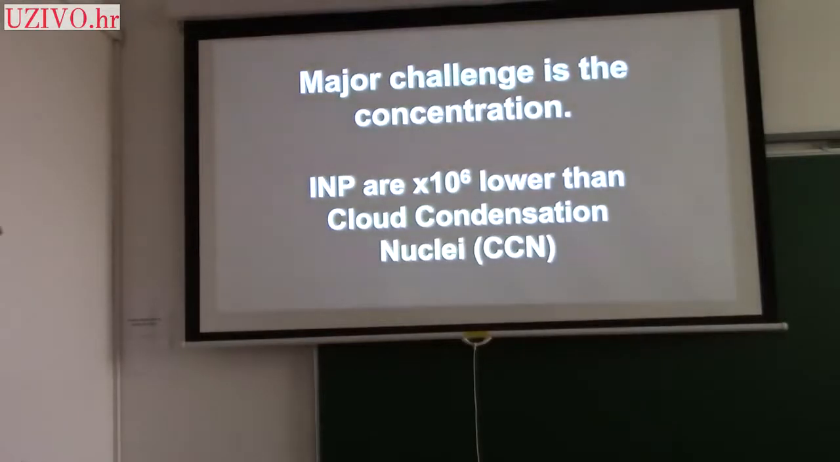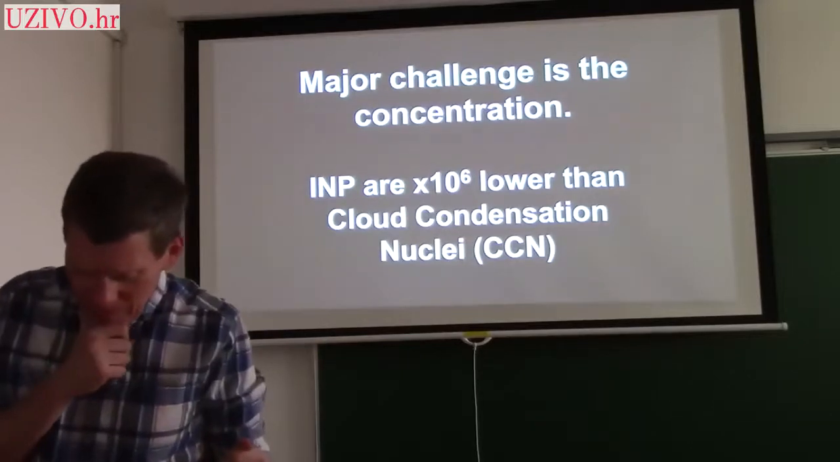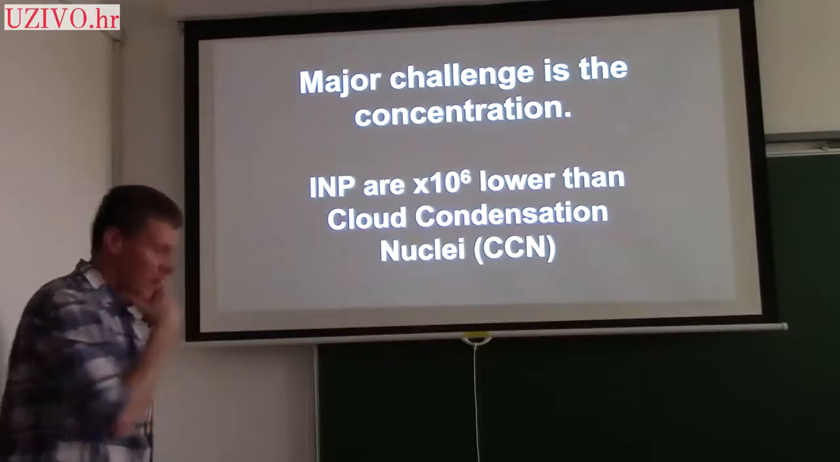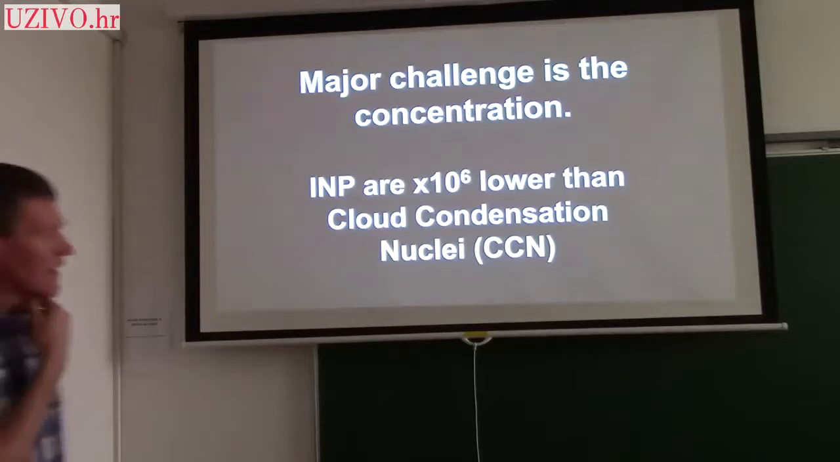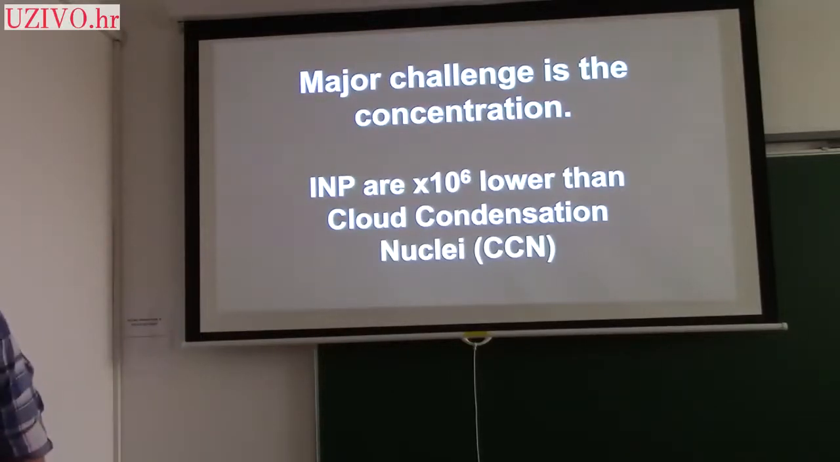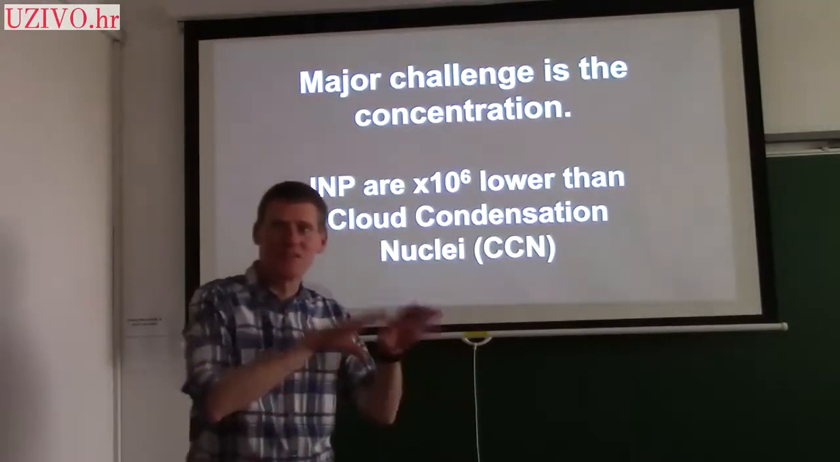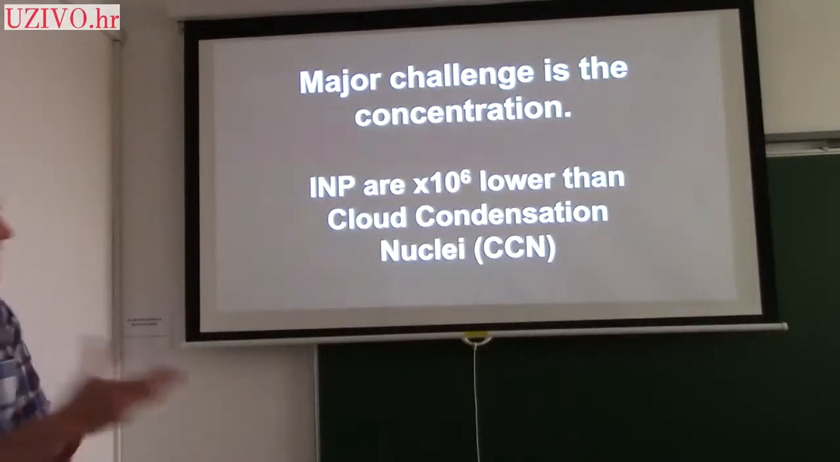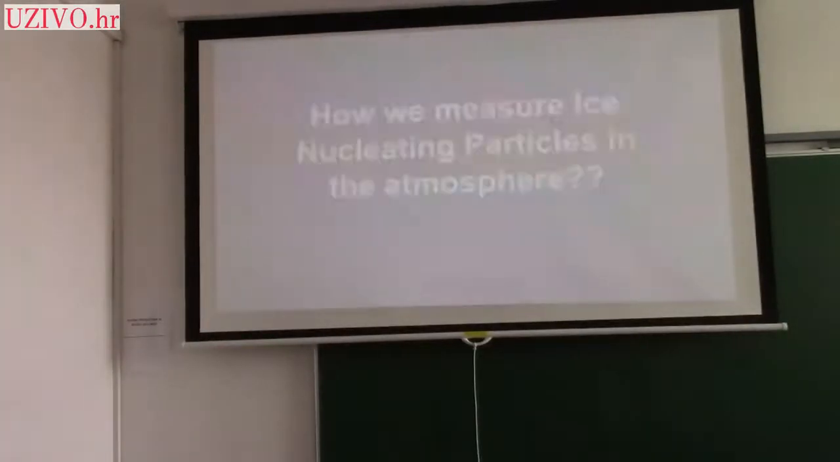One of the problems is that INPs are very, very low in concentration. We saw the CCN with the cigarette lighter, but INPs in the atmosphere are about 1 million times lower in concentration. There are very few measurements of them because, in such low concentration, you have to have a very clean system before you can see a signal from an INP. If you've got something in high concentration, you can accept a reasonably dirty environment to see it. So how do we actually measure them?